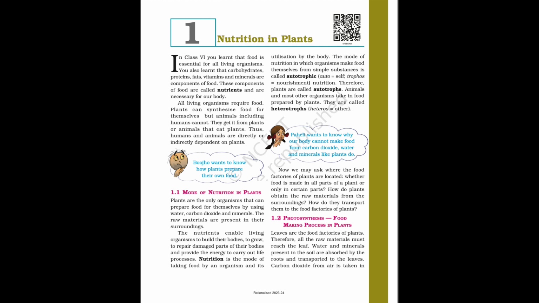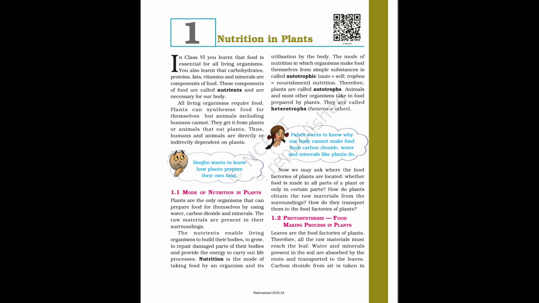All living organisms require food. Plants can synthesize food for themselves, but animals, including humans, cannot. They get it from plants or animals that eat plants. Thus, humans and animals are directly or indirectly dependent on plants.